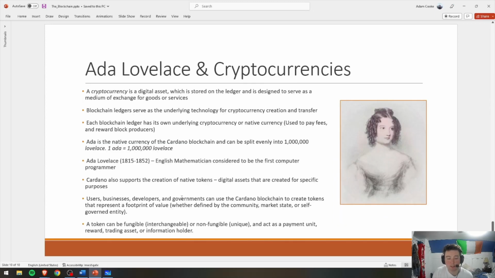We talked about the fact that you take the longest chain as the general rule for which chain to trust, and then we talked about ADA, the native asset of the Cardano blockchain.